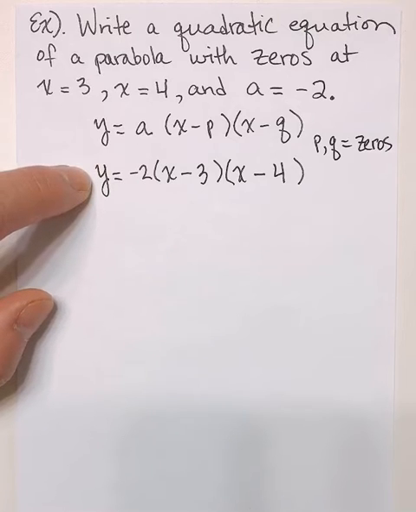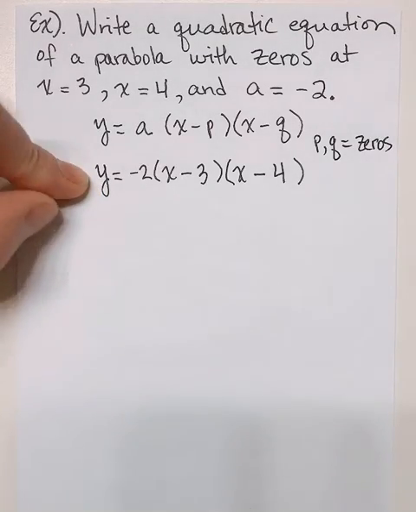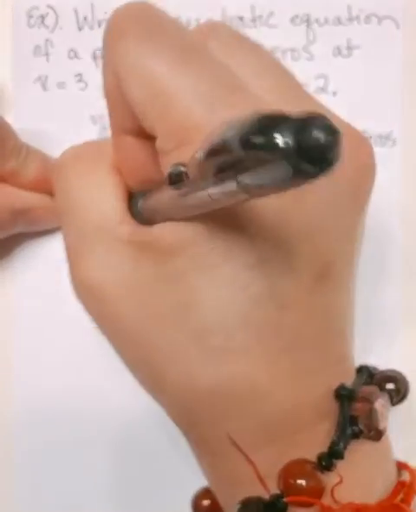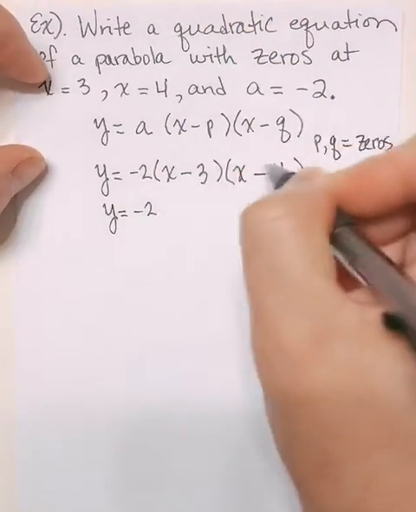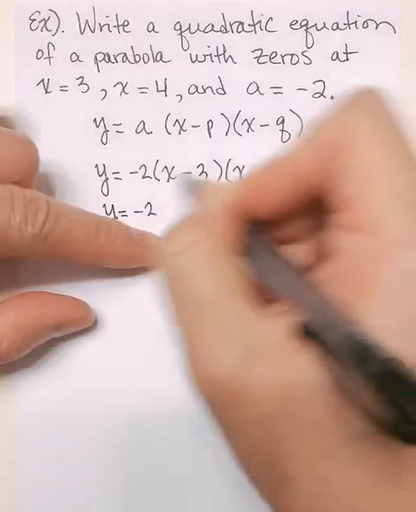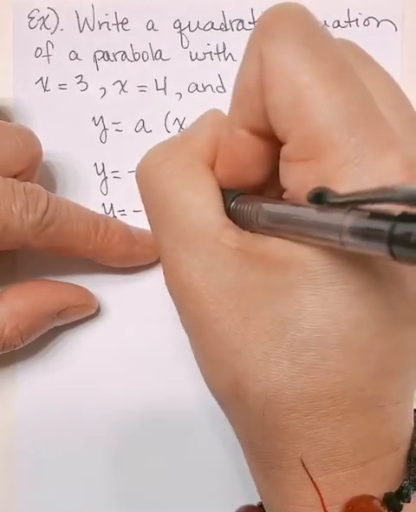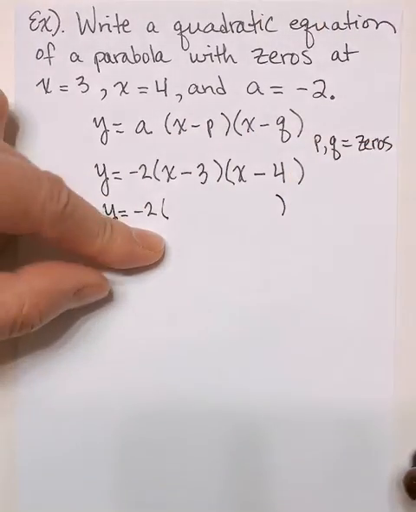However, we usually put things in standard form. So in this example, I'm going to show you how to get from here to standard form as well. It's not that hard. We're going to leave the -2 alone because we want to take care of these two binomials first. We're going to multiply them first, so we're going to do the binomial multiplication.